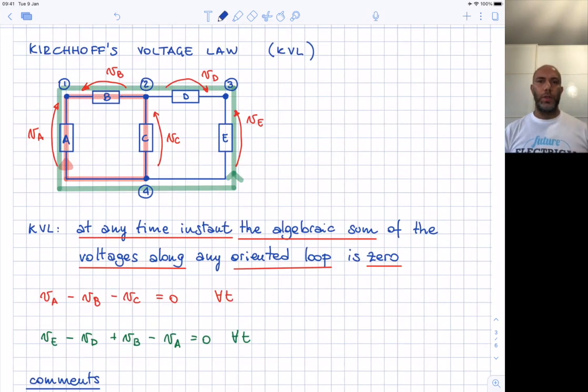For the last consideration, we refer again to the original circuit. And we can state that usually Kirchhoff's voltage law is applied to meshes, so to loops that do not contain inside any other loop. So it is more likely to see Kirchhoff voltage law applied to the red path and then to the green path.